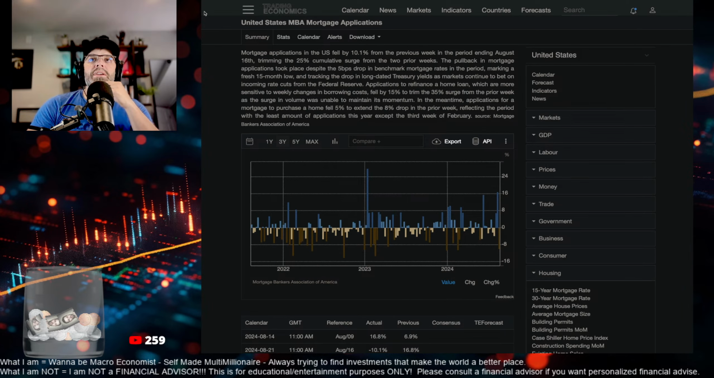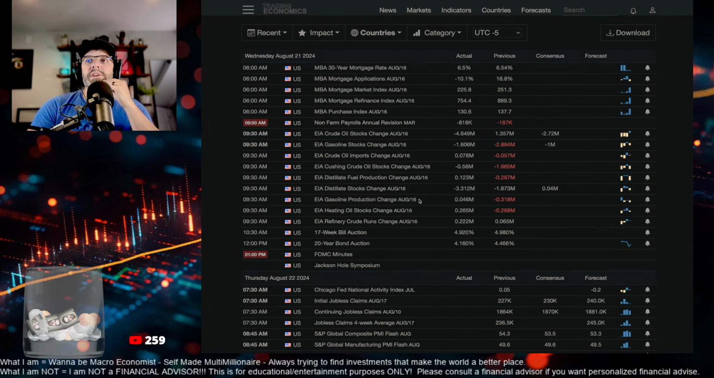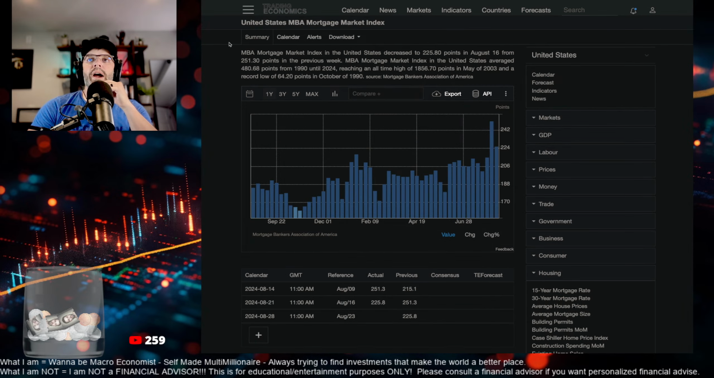I wish we had a better base value for some of these apps instead of just percentage related data. It really annoys me. I need to see if I can find a different graph. Here's probably a better indicator: the MBA mortgage market index. Again, it's not as good as the last reading on August 9th.